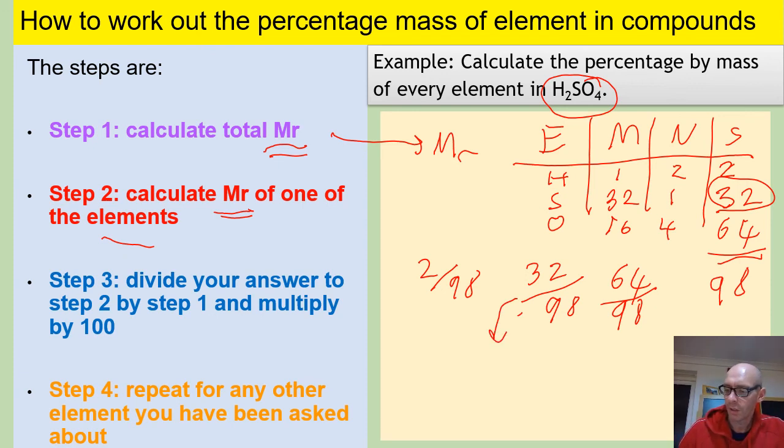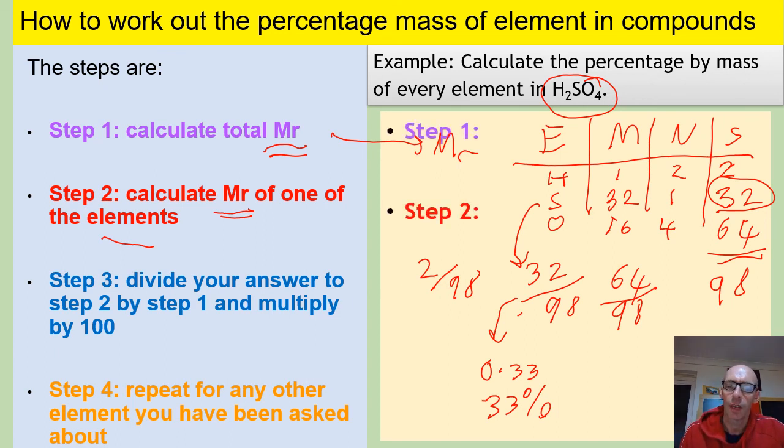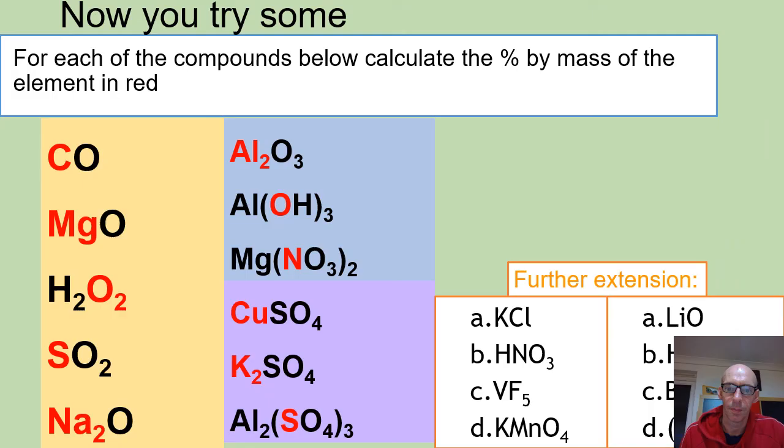All I have to do, quite easily, hopefully, is 32 divided by 98 is 0.33, times it by 100 and I get 33%. So I know that sulfur is 33% of H2SO4, which, if you want to know, is quite a common formula we use in chemistry, sulfuric acid. Don't worry about the steps appearing. I should have done that as we went along.